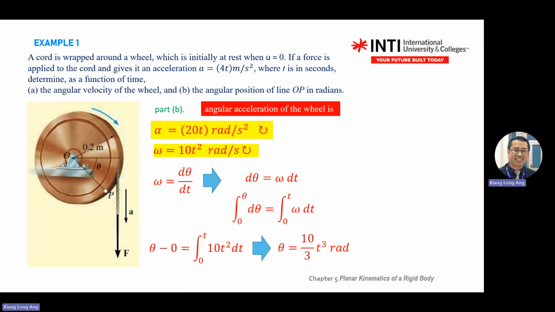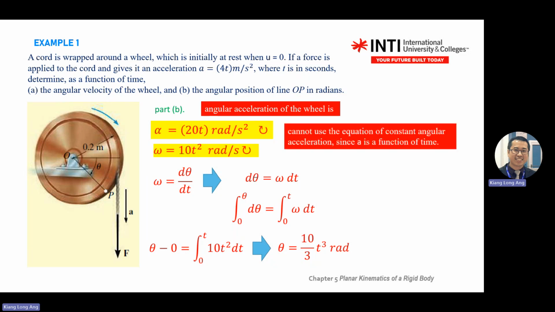So these are the two equations that are important. So how do you know this is a chapter 5, rigid body question? You will see angular something. The question will ask you angular something. Okay, or you see angular acceleration, or you see something that is round, then it's turning, then it gives you acceleration in theta dot, and so on. So it is a chapter 5 question.